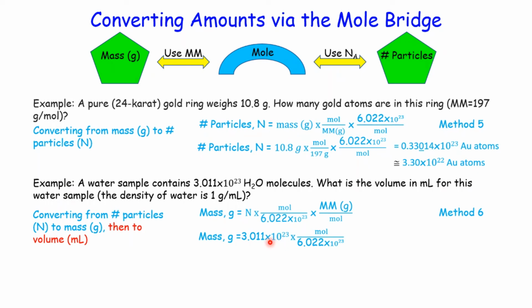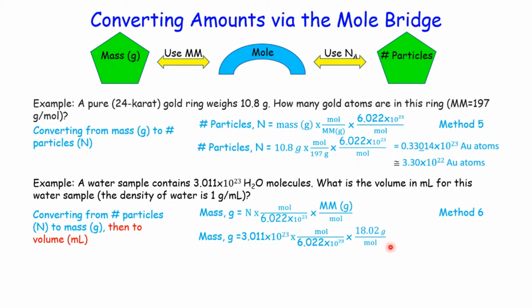Okay, so let's do the first step first. We start with particles, converting from particles, put that on top, bottom, to mole, just like what it shows here. Number of particles, that unit is cancelled. And now from mole to mass, moles are cancelled. Okay, that's method 6. We already completed method 6 calculation, but we are not done yet.